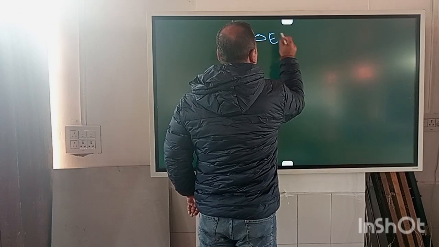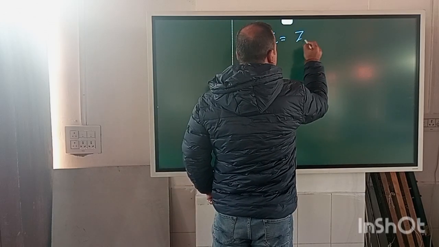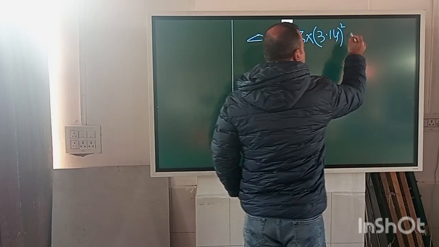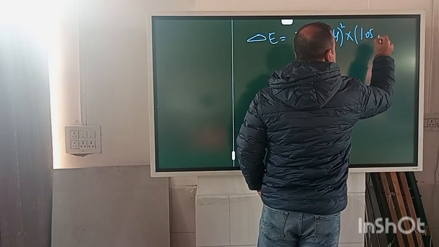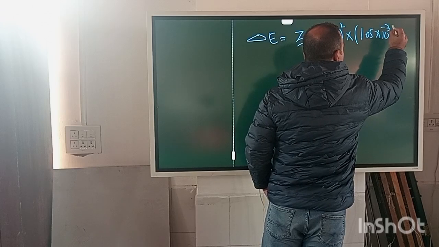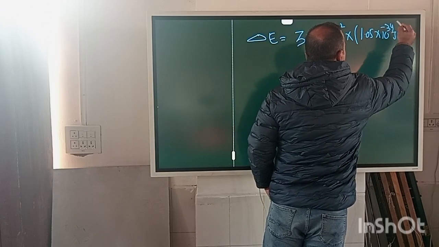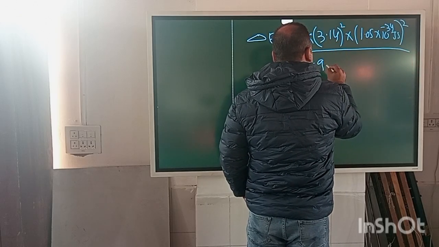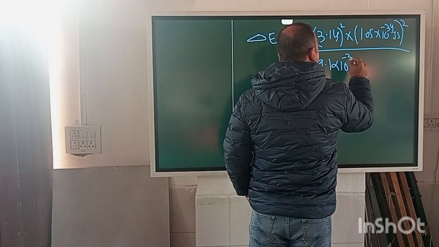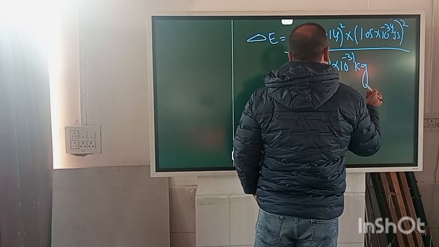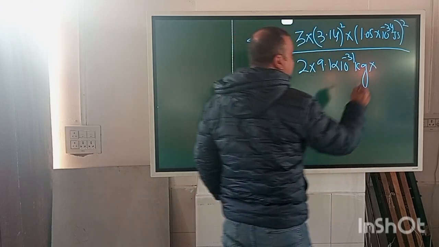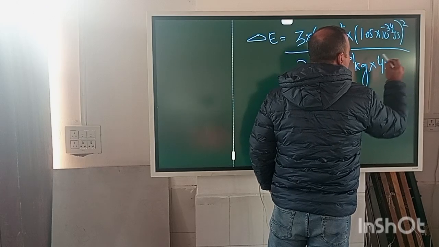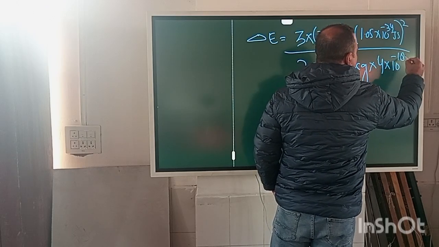So delta E will be 3 times 3.14 whole square, then times 1.05 times 10 to the power of minus 34 joule second whole square, divided by 2 times the mass of the electron, that is 10 to the power of minus 31 kilograms, and the length is 2 nanometers, so this is 2204 times 10 to the power of minus 18.